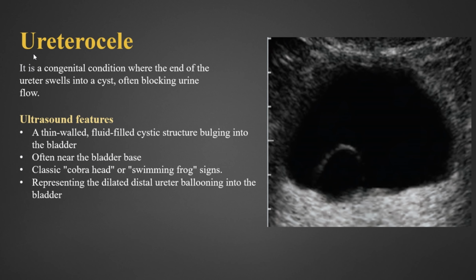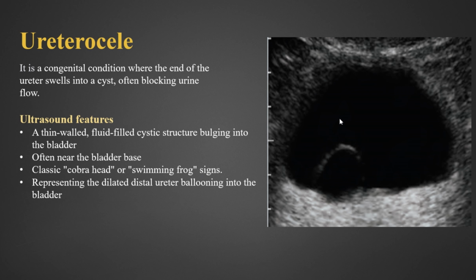And now we are going to discuss the ureterocele. It is a congenital condition where the end of the ureter swells into a cyst, often blocking the urine flow. And on ultrasound, it appears as a thin-walled, fluid-filled cystic structure bulging into the urinary bladder, and it often appears near the base of the urinary bladder. The classic cobra head or the swimming frog sign is usually seen. The dilated distal ureter ballooning into the urinary bladder is also represented.